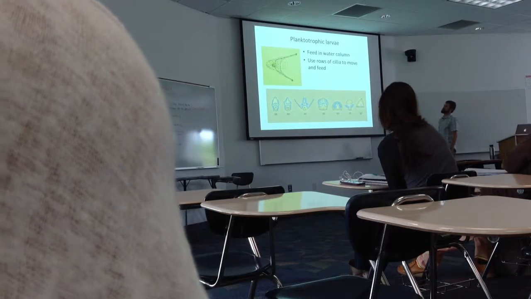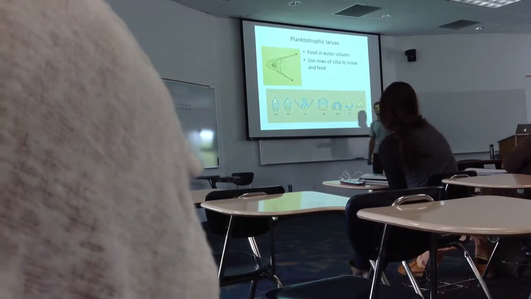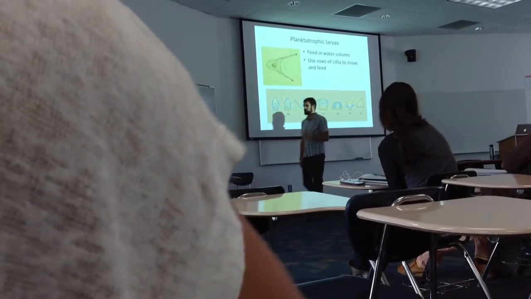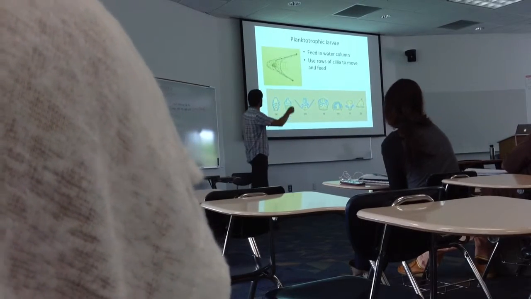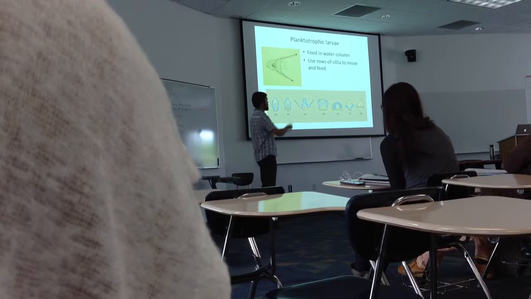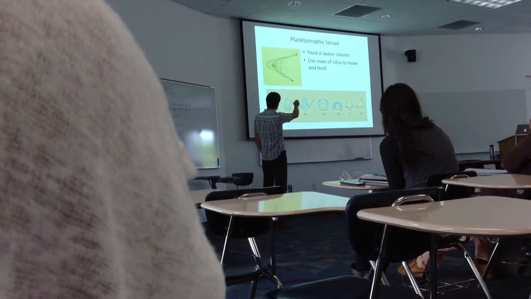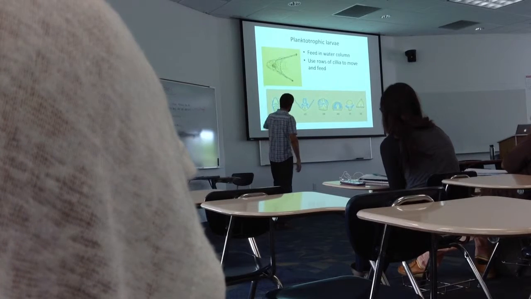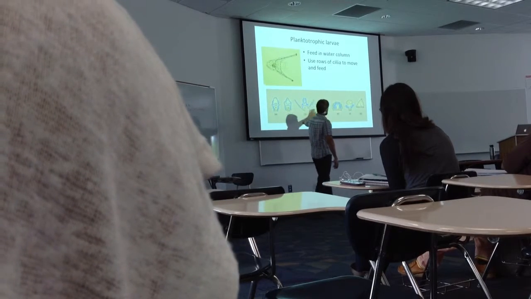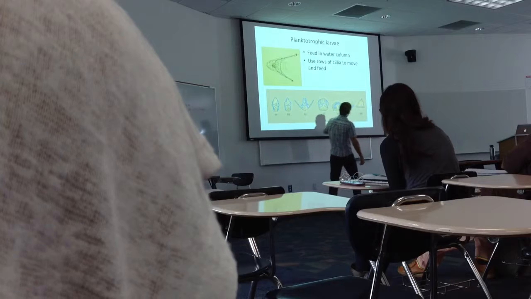All right, just to give you an idea of what some of these different planktotrophic larvae look like, they're super crazy. So this larva here is actually the larva of an urchin. And that looks nothing like an urchin. Maybe you could say those look like flies. And you can see that there are lots of different ways to be a planktotrophic larva.